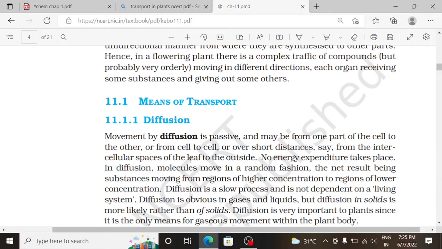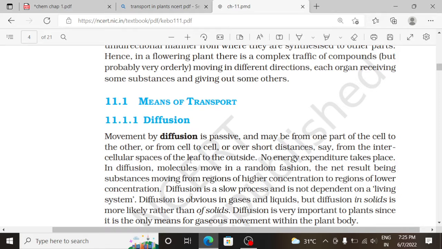Means of transport. First is diffusion. Movement by diffusion is passive and may be from one part of the cell to the other, or from cell to cell, or over short distances, say from the intercellular spaces of the leaf to the outside. No energy expenditure takes place.